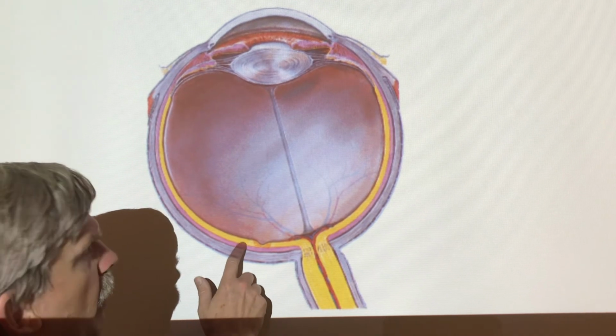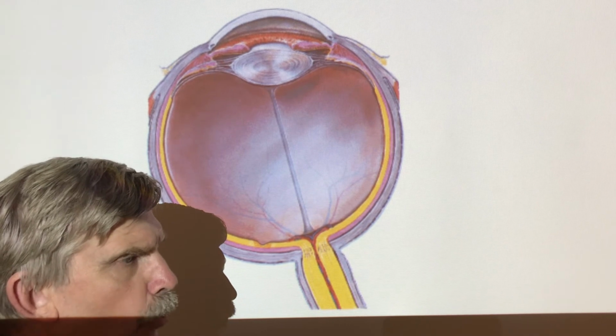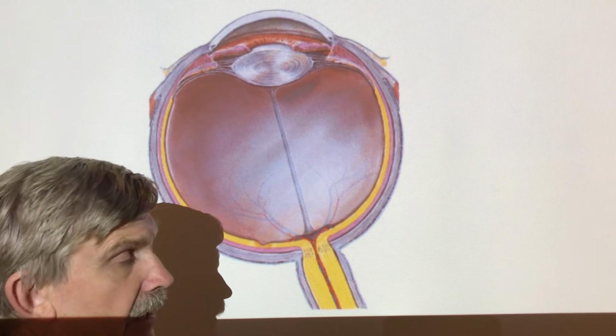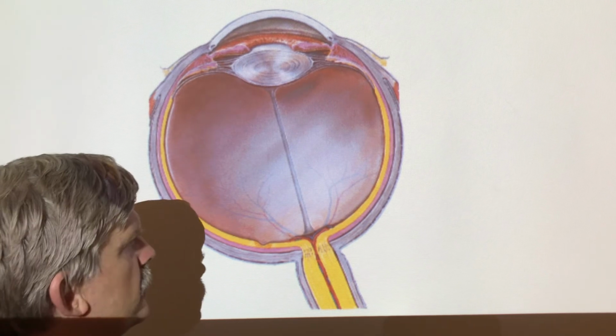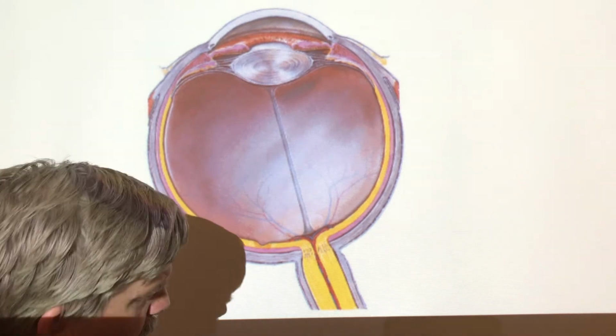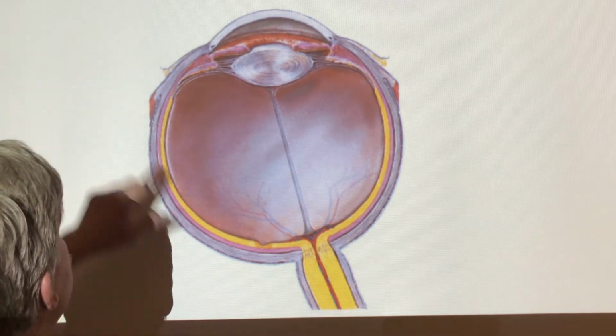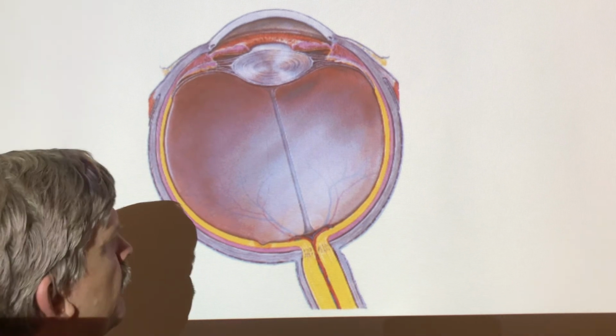And then rods are basically for clarity. They detect borders, and they also are sort of lightening the image. So rods are black and white, but they help you detect the borders of objects. Like the reason I can see the edge of this picture is because of my rods.